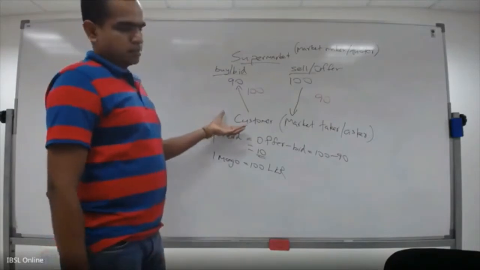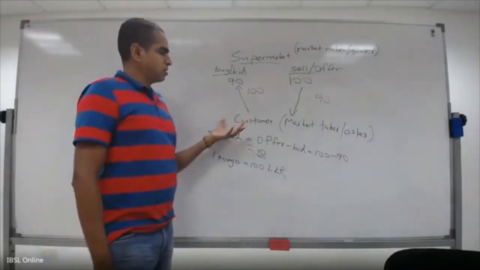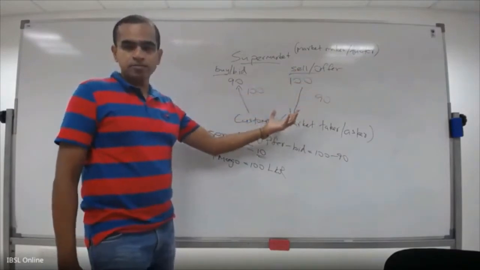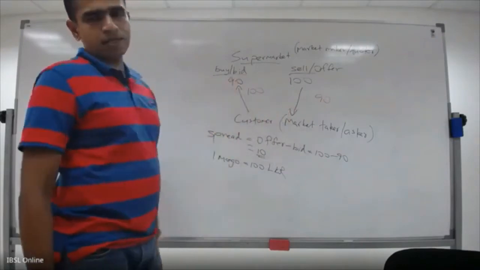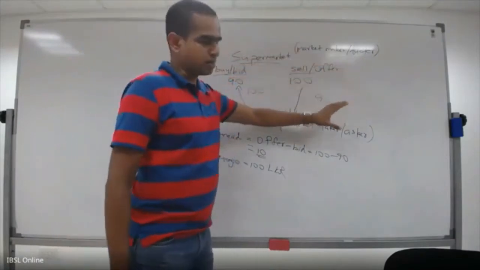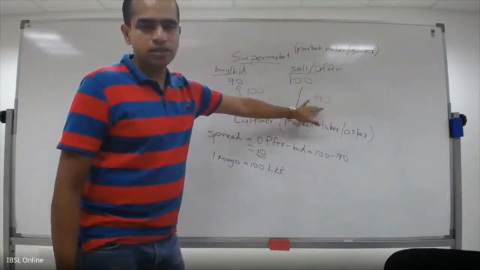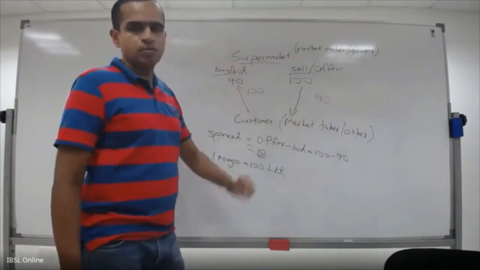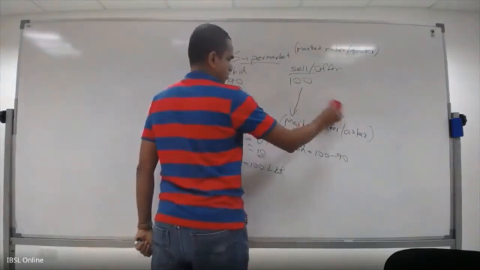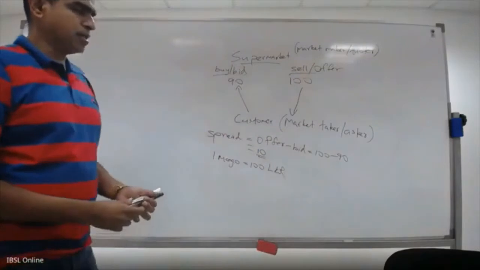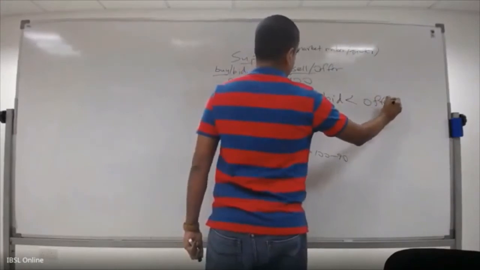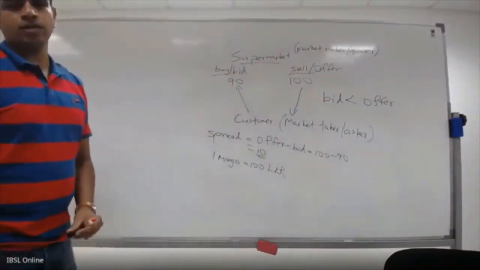If this was the case, the customer can benefit. Why? Because he can buy mangoes from the supermarket at 90 rupees, and the same mango he can sell to the supermarket at 100. Because the supermarket in this case is buying mangoes at 100 and selling mangoes at 90. So the customer, all he has to do is buy mangoes at 90 and sell it to the same supermarket at 100. He will make a 10% profit straight away. Therefore, that is not allowed. Always the bid is lower than the offer. Bid should be lower than offer. Otherwise, there will be what is called an arbitrage opportunity.